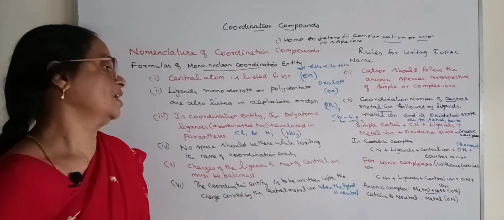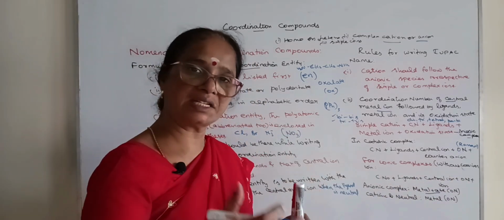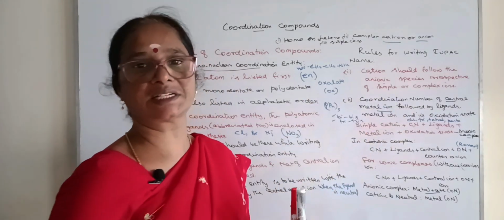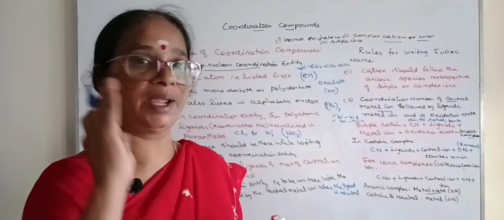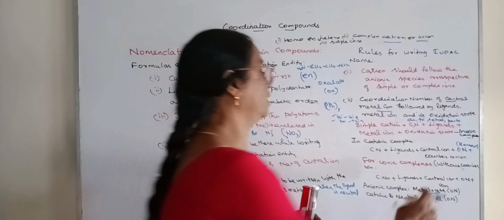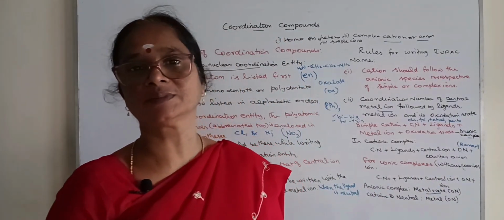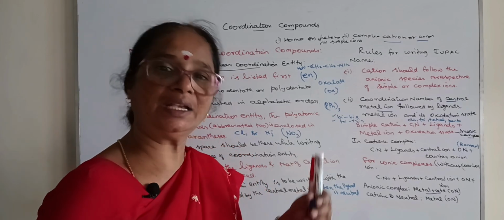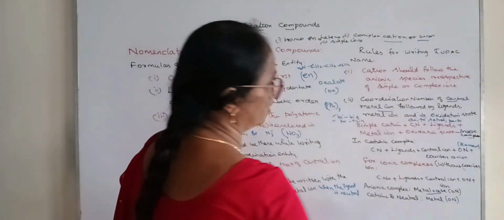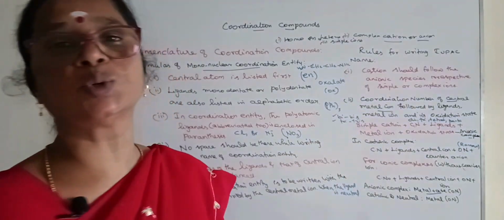Then if it is a neutral complex, nothing to worry. You go with the coordination number, the name of the ligand followed by the central metal ion with its oxidation state. That's all. Suppose the oxidation state of the metal is 0, what should you write as the oxidation number? Yes, you have to write 0. That 0 specifies that the metal is in its 0 oxidation state. So these are the different rules. Let us discuss some examples by applying these rules.